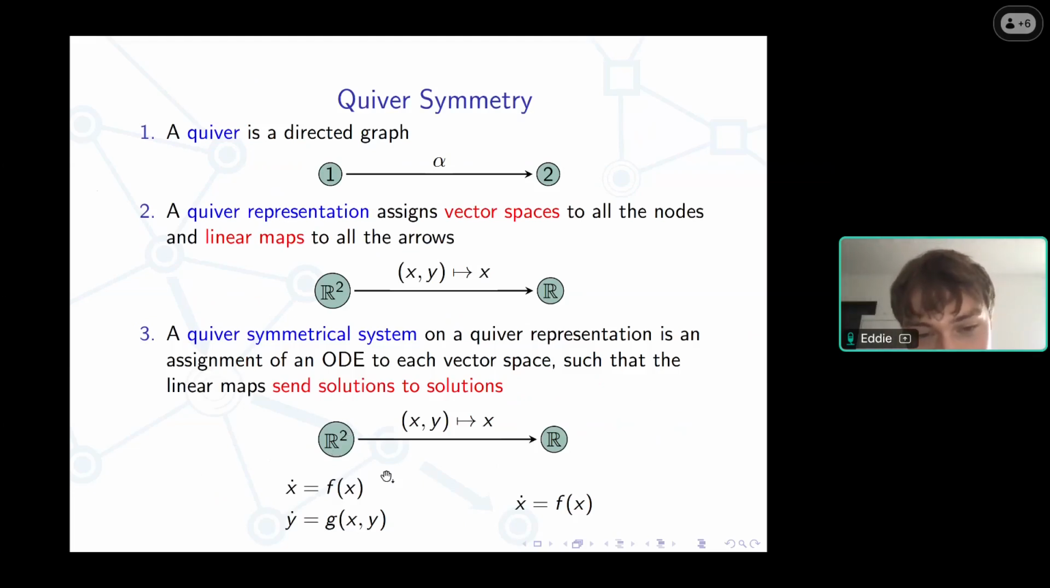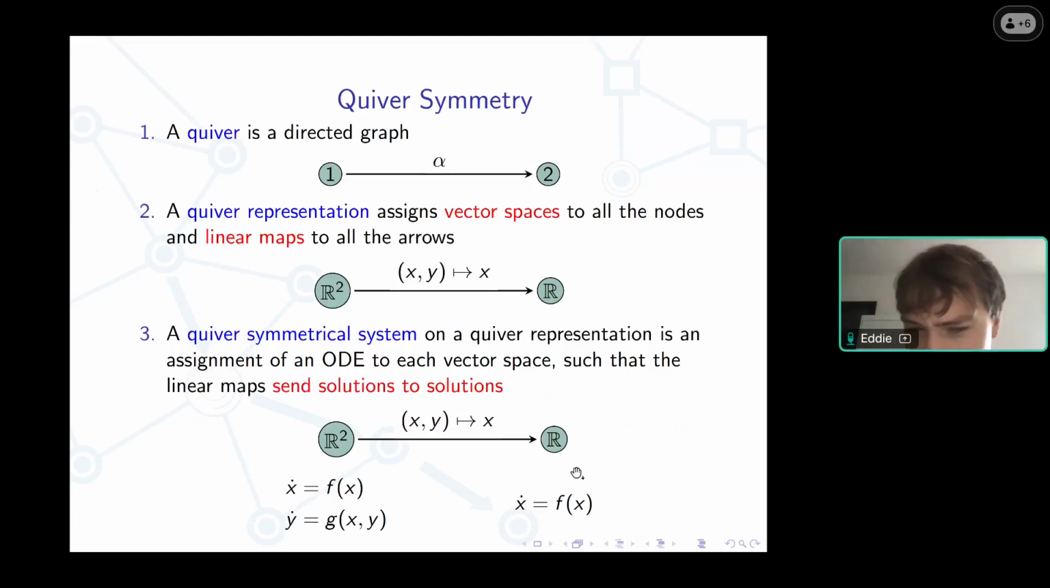So here's an example. If I put this ODE over here for any f and g, and I put this ODE here, but I take the same f, then you can check that this sends solutions of this ODE to solutions of this ODE. And because it's linear, you just have to check that there's a commuting diagram of maps. I'm seeing the vector fields as maps on the vector space. You just have to check a commutativity relation for every arrow. But you can actually see that this always sends solutions of this system to this system.